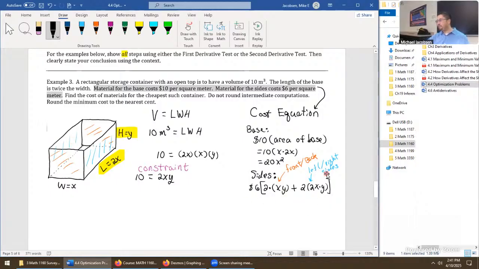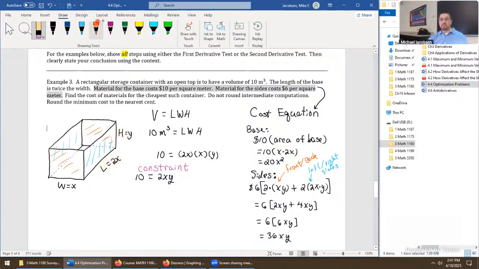So front and back, left and right is a little bit more annoying to put together, but it really just comes together the same way the base did. We found the area of the base, then we just multiplied it by $10 per square meter. So simplifying this one down, this is going to be equal to 6 times 2xy plus 4xy. That means we have like terms inside that bracket. It's 6 times 6xy. And then finally, altogether, this is 36xy.